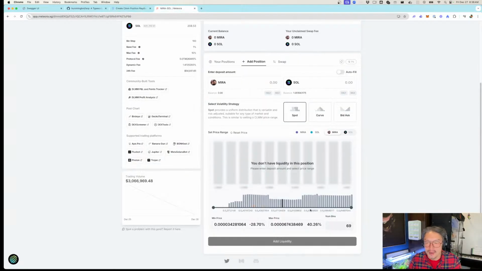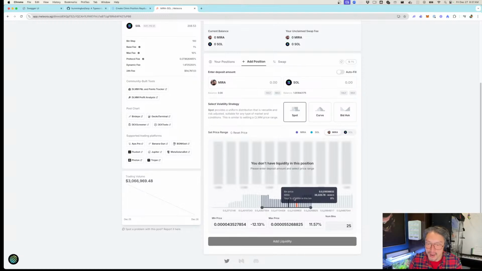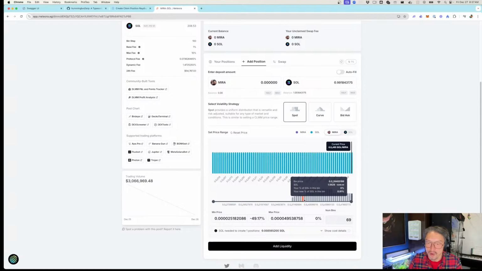Here you can see everyone's defining their own range, so I can define my price range like this, but I can also change how my liquidity is distributed in this range by setting different distributions, like the bid curve, bid-ask, and all these other things. So yeah, easier to see once I have tokens here.